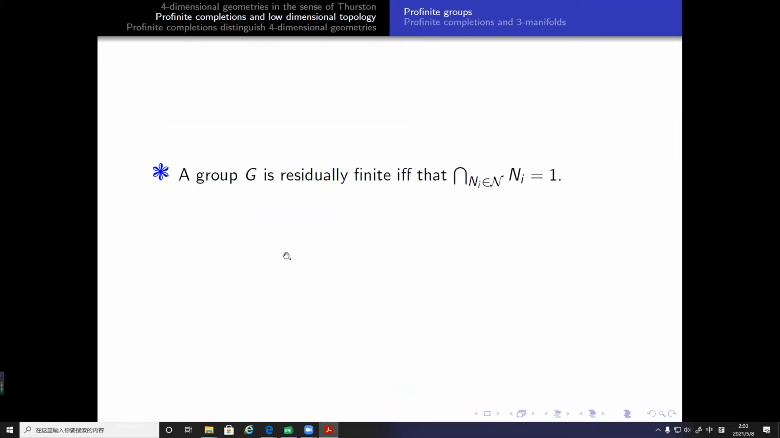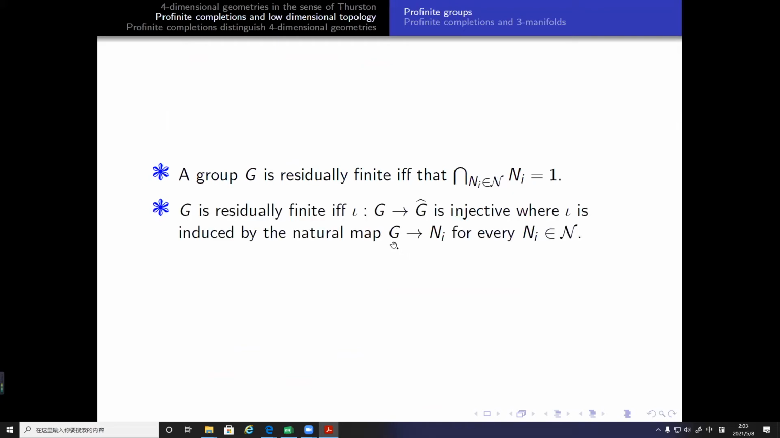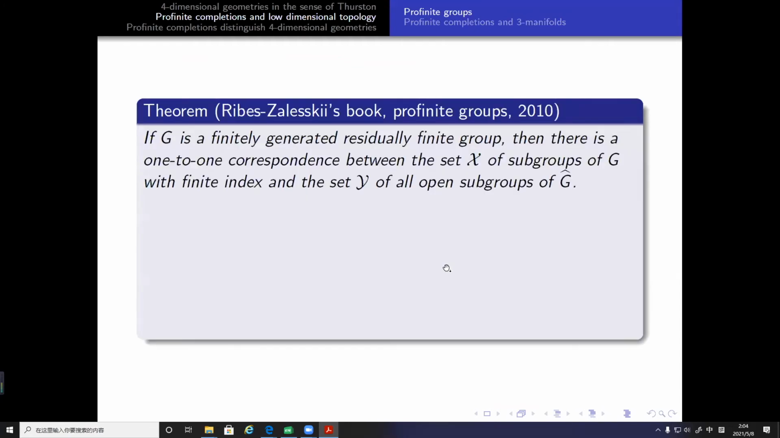A group G is residually finite if and only if the intersection of all finite index normal subgroups of G is the identity, and also if and only if the natural map from G to its profinite completion is injective. I think I should skip something maybe.